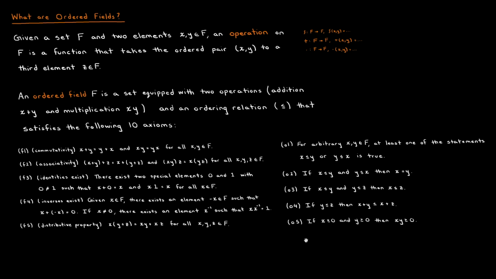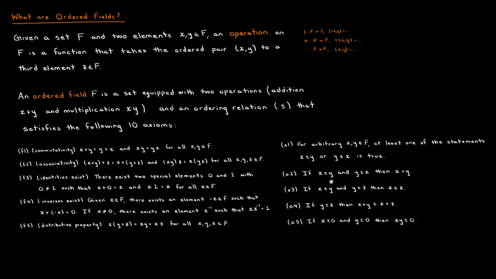The next 5 axioms deal with the ordering. For any two elements in my field, at least one of the following statements must be true: either x is less than or equal to y, or y is less than or equal to x. In other words, I should be able to compare numbers, to know which one is bigger or smaller.